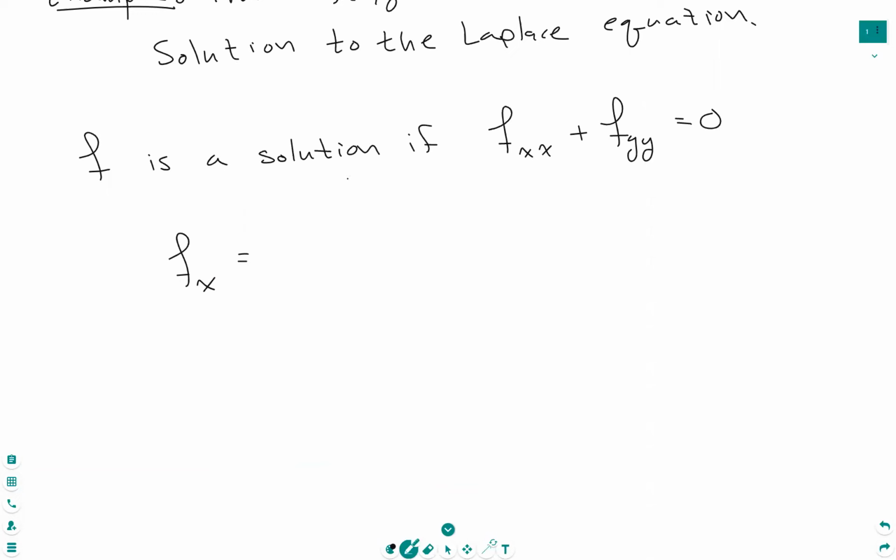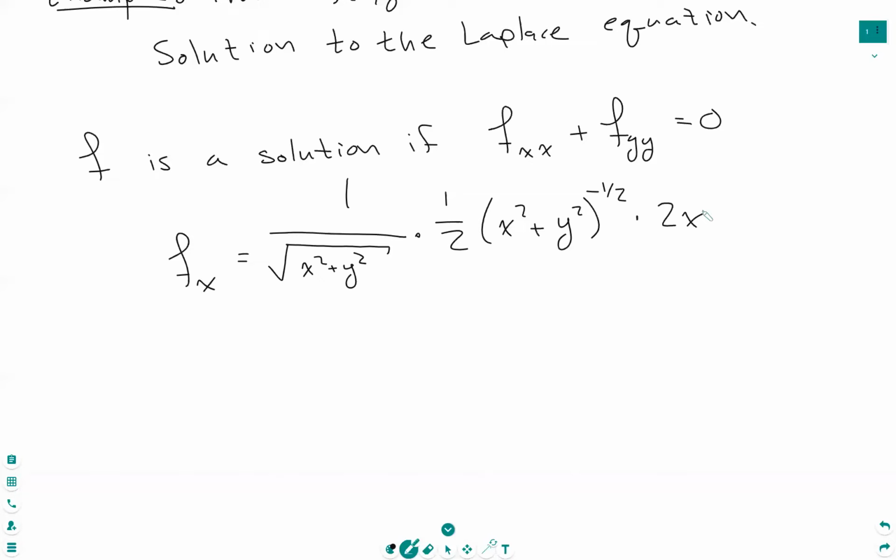Because we're in this natural log, we'll have a 1 over what's inside, the square root of x squared plus y squared. Then I have to multiply it by the derivative of what's inside, which gives me a 1/2 x squared plus y squared to the negative 1/2. And then I differentiate what's inside the square root, which gives me a 2x. I can simplify this, and it ends up being x over x squared plus y squared.